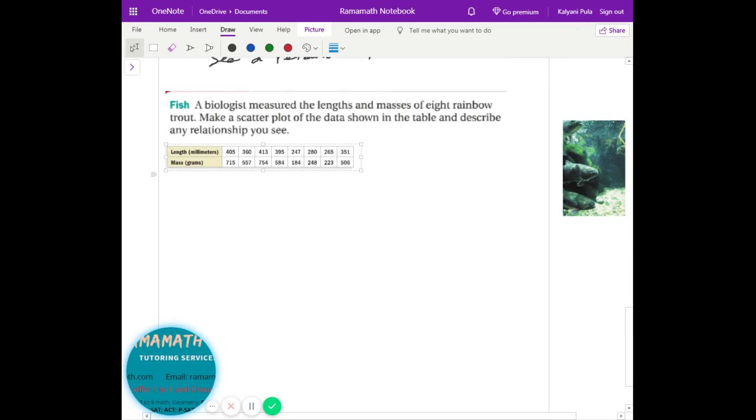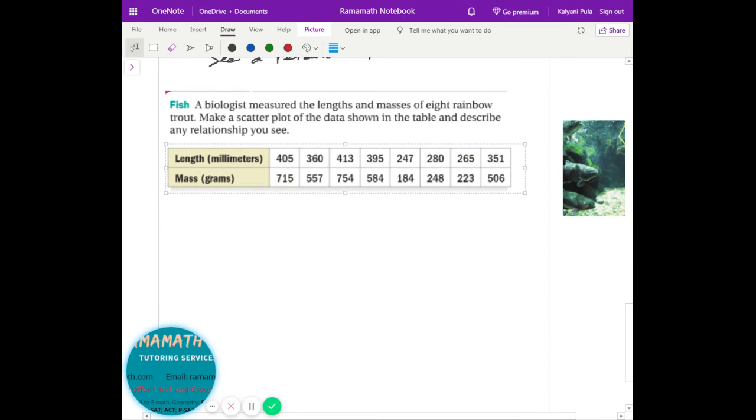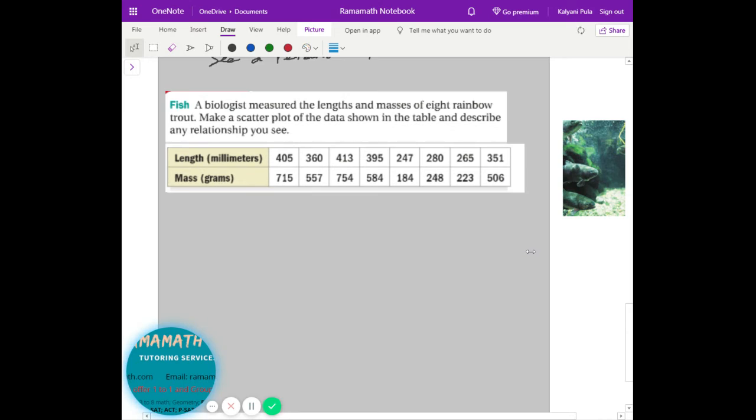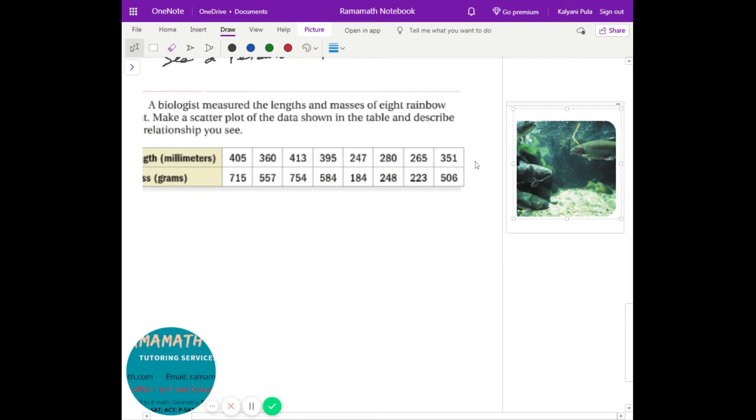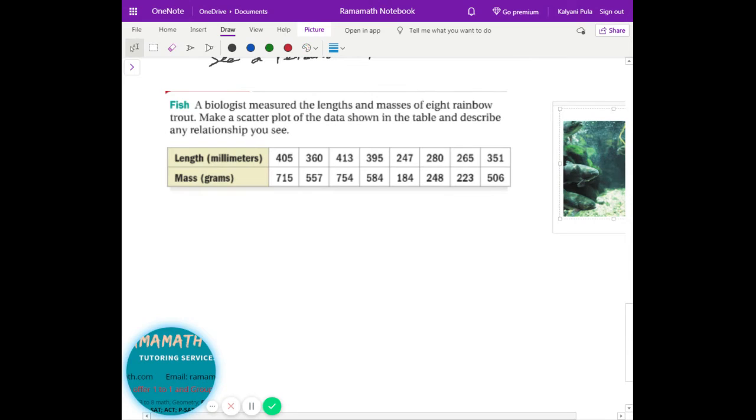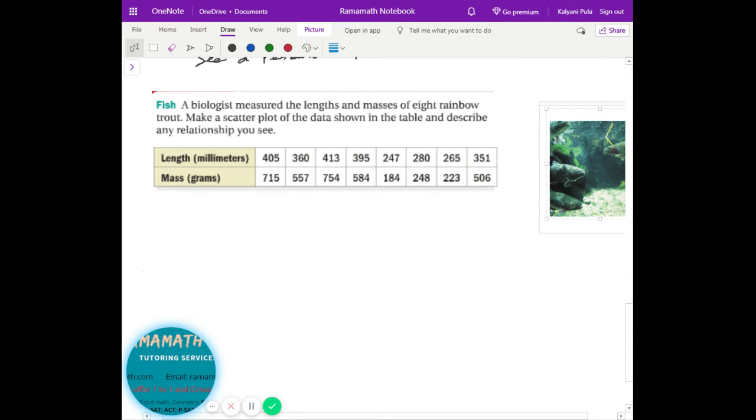Oh, 8 rainbow trout. Make a scatter plot of the data shown on the table and describe any relationships. What you have here is the length and the mass of the 8 rainbow trout. So when they measured that, they got some data. And now we're going to plot them on the graph paper so you can see if there is a positive relation or not. When you plot these points, that's called a scatter plot.